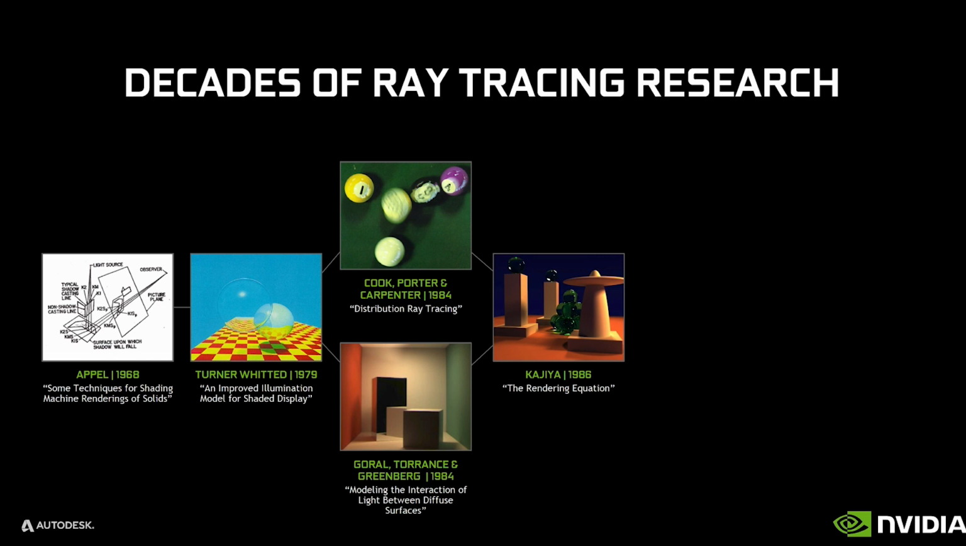Followed by work on both global illumination at Cornell and distributed ray tracing by Cook and others, and ultimately culminating in Jim Kajiya's '86 paper, which described path tracing and the rendering equation. It inspired a whole bunch of people to go and figure out how to make it work for production, and how to make it work in real time.